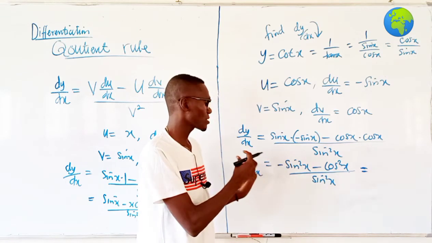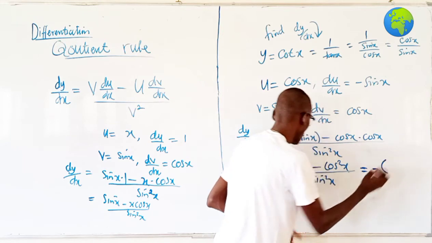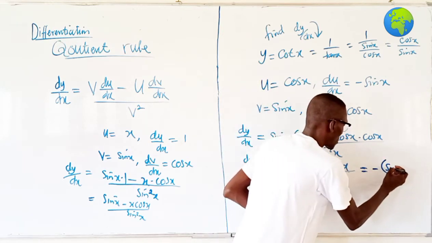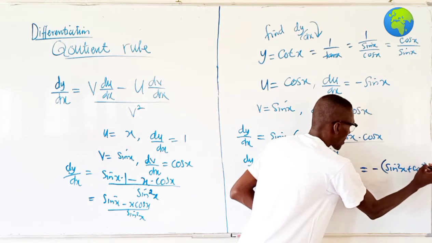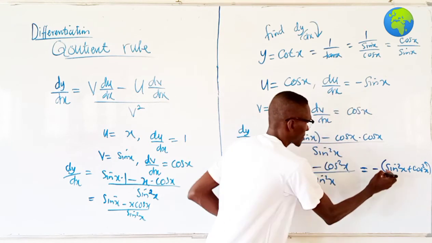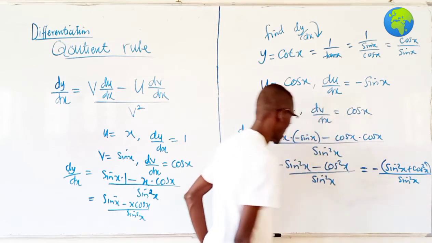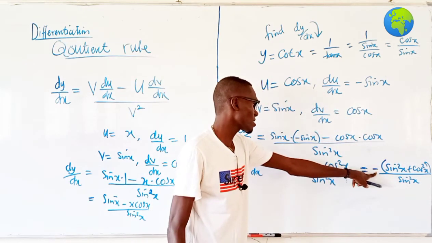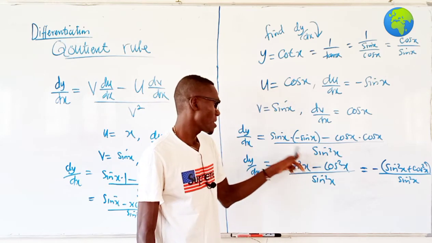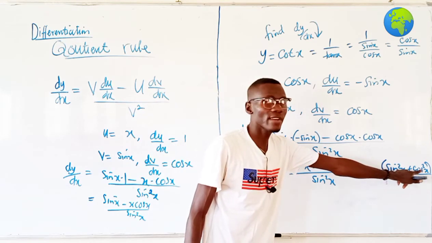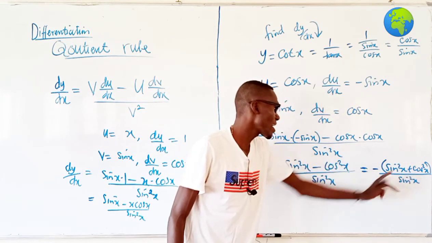If I factor out minus, I'm going to have minus, open bracket, sine squared x plus cos squared x, everything over sine squared x. Because minus times sine squared x is minus sine squared x, you can see we've gotten this function back. Minus times positive cos squared x is minus cos squared x, everything over sine squared x, right?